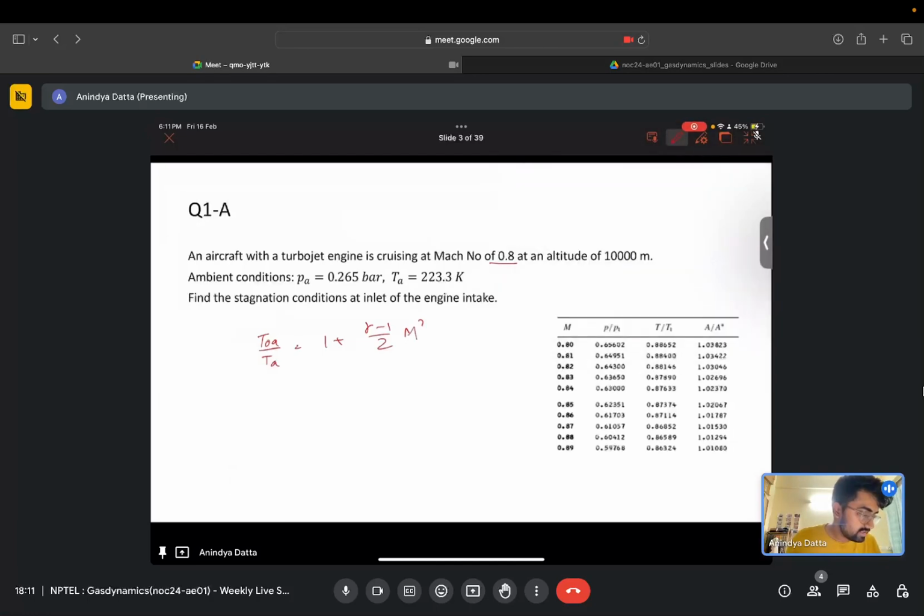So now instead, if you want to just use the gas tables, from the gas table for Mach number 0.8, we see that Ta by T0A, the ratio of static to stagnation temperature, should be 0.88652, and the static pressure to stagnation pressure will be equal to 0.65602. So now you can compute this and directly find the values.